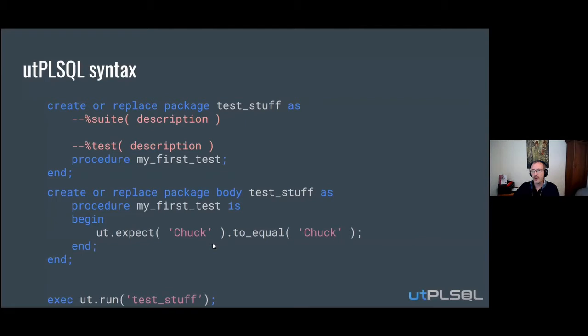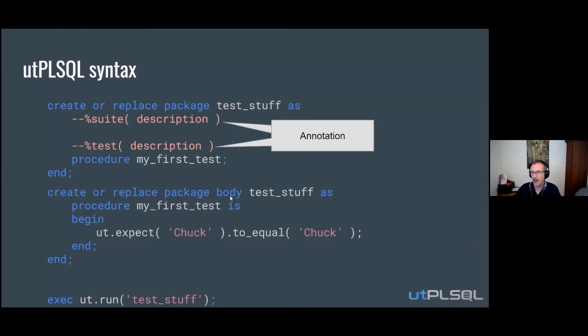So how do you go about writing utPLSQL tests? Well, as I mentioned, the test packages are regular packages, but they use annotations. So it's --%suite. That annotation says this package is a test suite, and you can provide an optional description here of what the test suite is about. Then each test procedure is annotated with --%test, and you can provide the description of the test in the brackets as well.